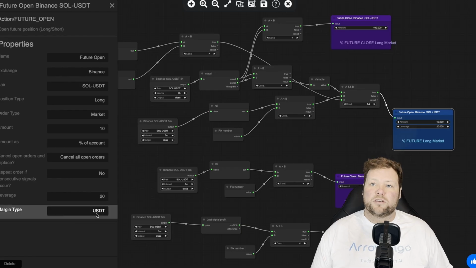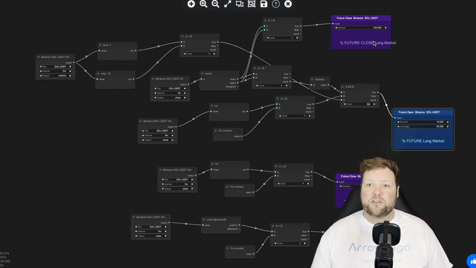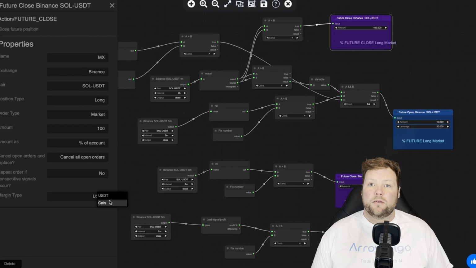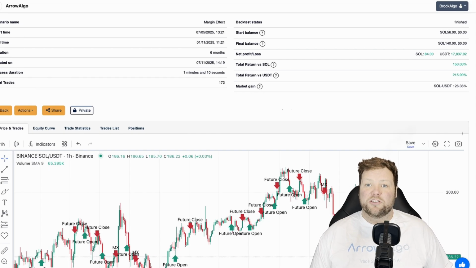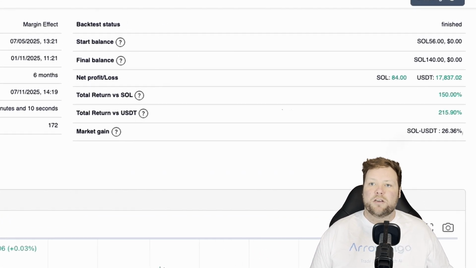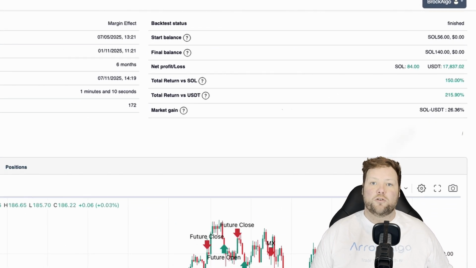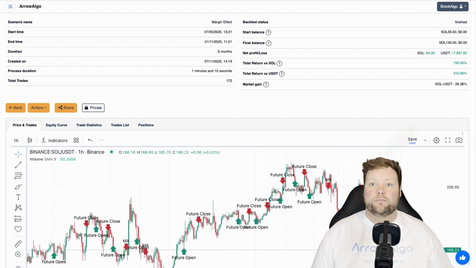When I flip the margin to coin margin and run the same strategy over the same period, the same exits, same entries, same time frame, the underlying edge is the same, but the total return jumps to around 215%. So that extra gain is coming from the fact that we're holding Solana as capital. As the strategy wins trades, our Solana bag grows. As the market goes up, the value of the bag rises as well. We're winning on the trades and on the underlying coin.